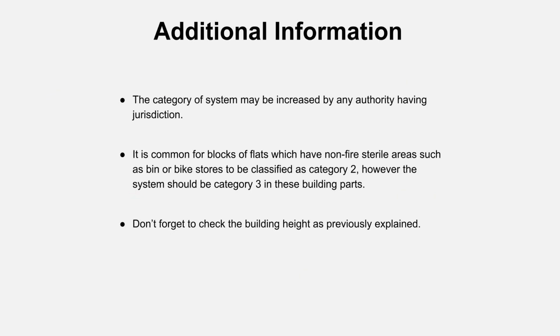Additional information. The category of system may be increased by any authority having jurisdiction. It is common for blocks of flats which have non-fire sterile areas such as bin or bike stores to be classified as Category 2. However, the system should be Category 3 in these building parts. Don't forget to check the building height as previously explained.